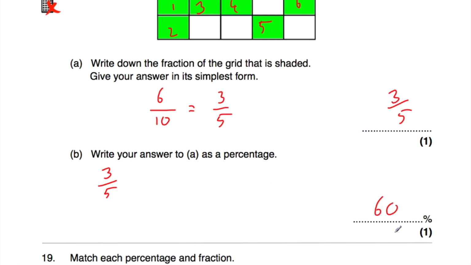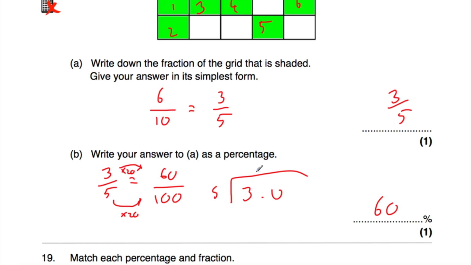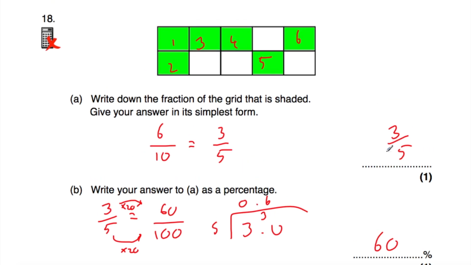3/5 is 60%. Alternatively, we could get an equivalent fraction with 100 on the denominator. To get from 5 to 100, we times by 20. So we need to times the numerator by 20. And 3 times 20 is 60. So 60 out of 100 or 60%. Or alternatively, we could take the numerator 3 and divide that by 5. How many 5s go into 3? 0 remainder 3. How many 5s go into 30? That's going to be 6, so that's 0.6, and when you times it by 100, that'll be 60, so it's going to be 60%. So what fraction of the grid is shaded? 3/5, and as a percentage, that's 60%.